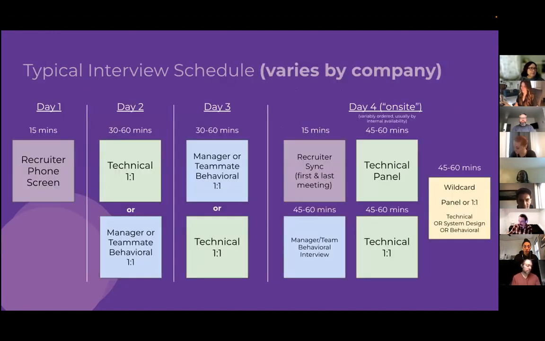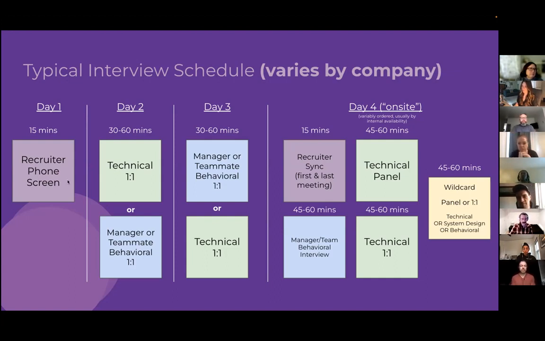So let's chat real quick about what a typical interview schedule would look like. Now, this does vary by company, but this is generally the format that you might expect from most companies. Most of the time, it's going to start off with a recruiter phone screen. This is just going to take the form of a 15-minute phone call to check real quick, like, what are you looking for? How much experience do you have? Are you familiar with the core technologies that they're looking for on their checklist? That kind of stuff.